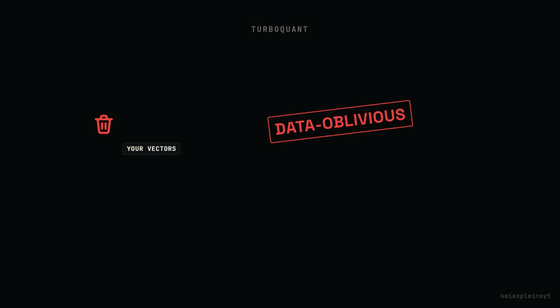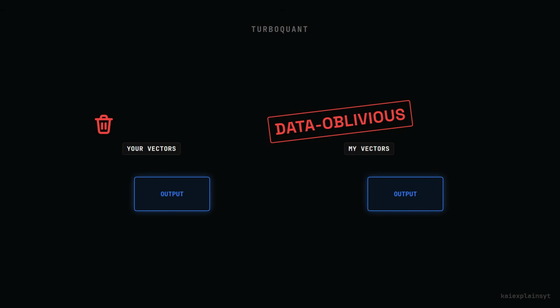TurboQuant throws that step in the bin. It skips training, never once looks at your vectors, and still lands the same compression. That property has a name, Data-Oblivious. The output is byte for byte identical, whether it runs on your vectors or mine.